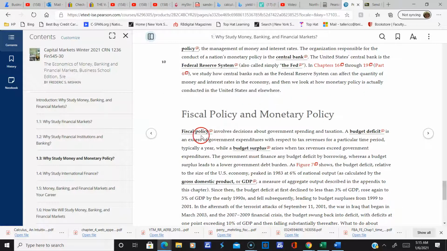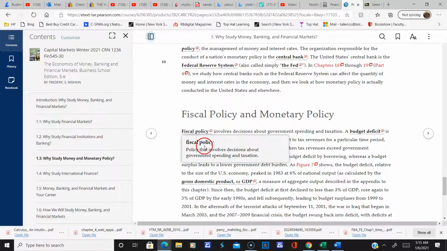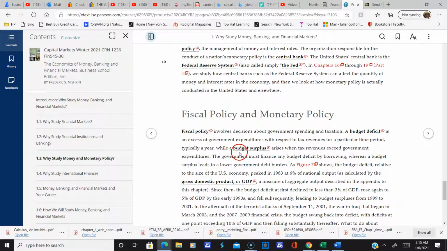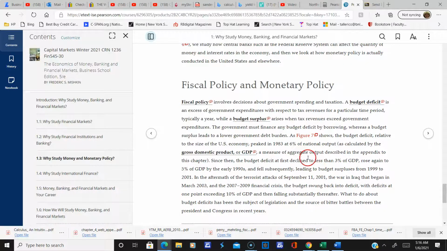Okay, now fiscal policy is somewhat different. Fiscal policy involves decisions about government spending and taxation. So don't get the two confused. And typically, well, they mentioned budget surplus here, but we haven't had a budget surplus in several years, so you should all be aware of that, right? We've had a budget deficit.